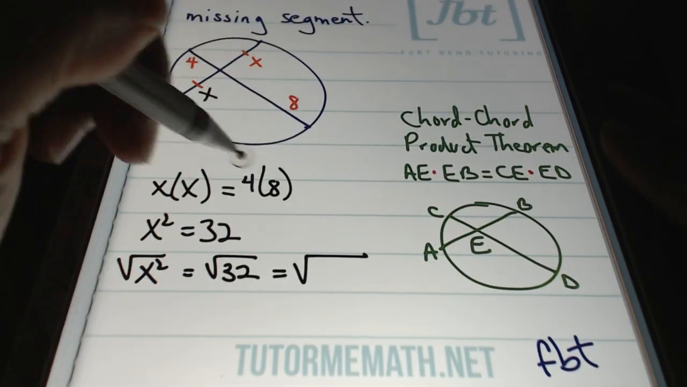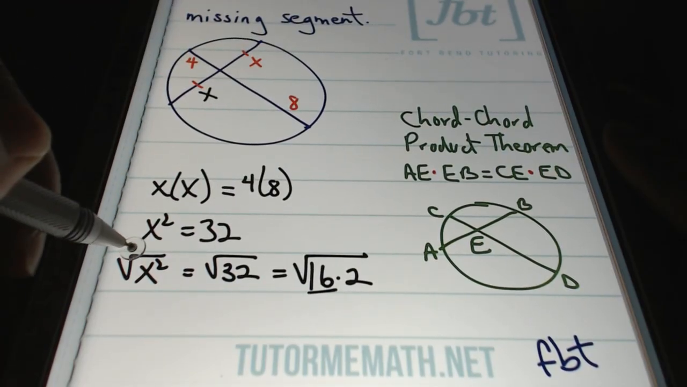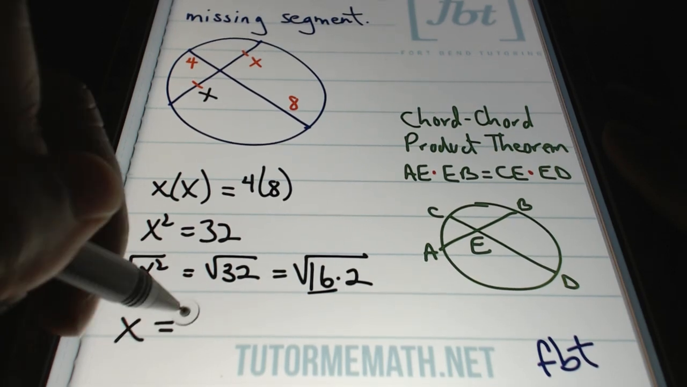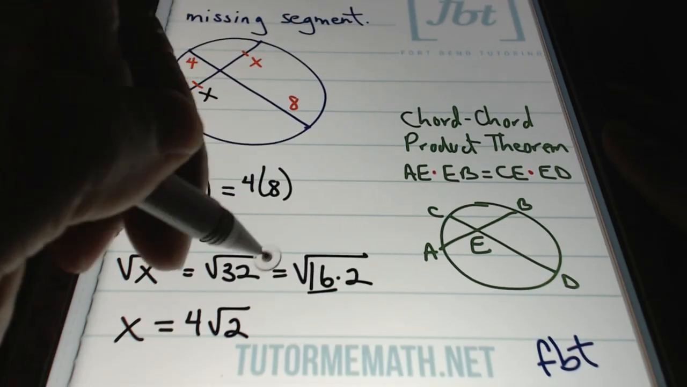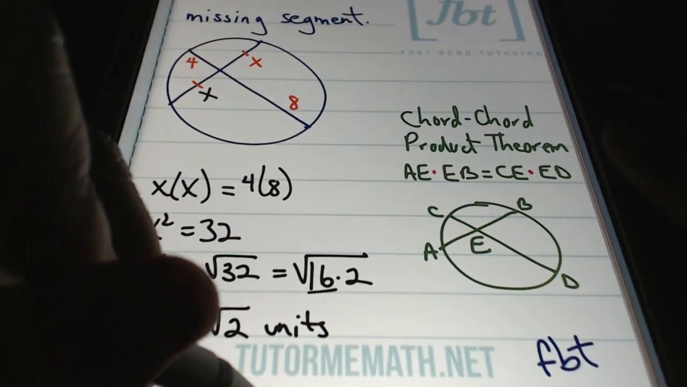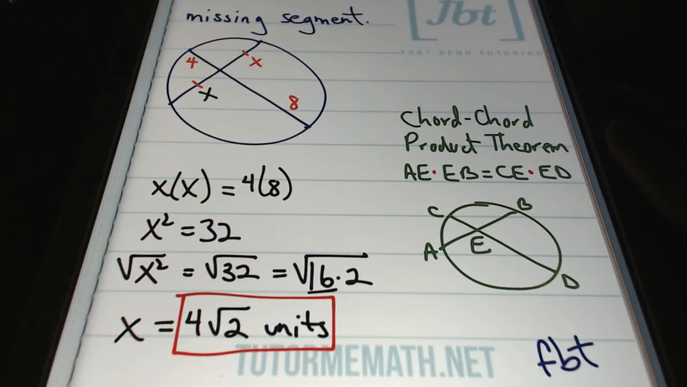So I can expand that to show that 32 is the product of 16 times 2, knowing that 16 is the largest perfect square within 32. And then finding my positive roots simplified, I'll have x being equal to 4 times the square root of 2. And this is the length of the segment that I have here. And this would be 4 times the square root of 2 units to the first power. And there we have our answer for problem number 42, guys.